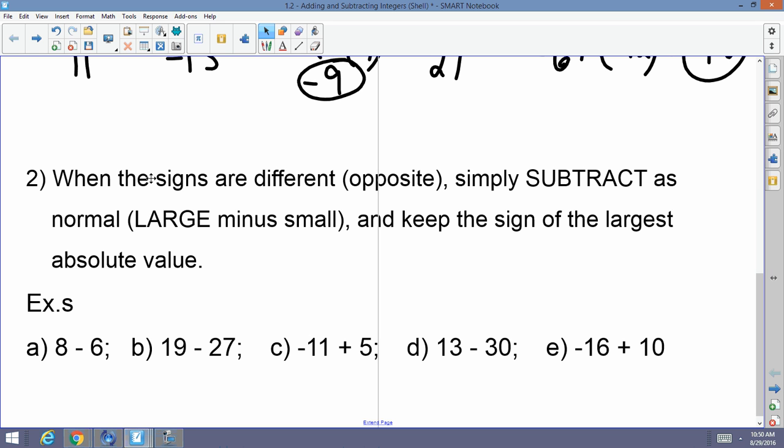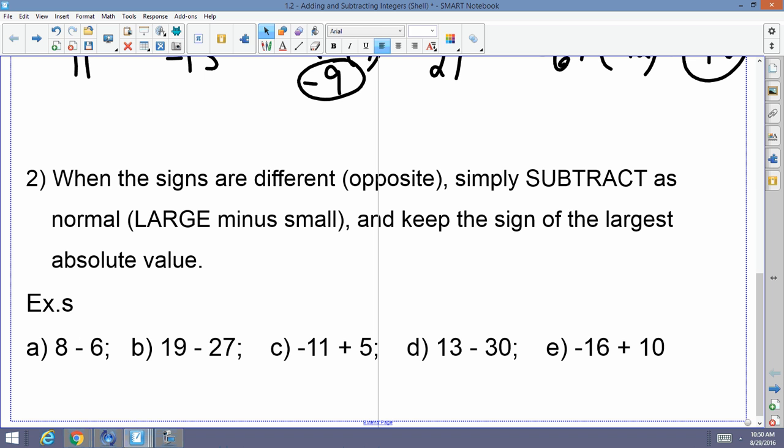You know what the absolute value is? It's the distance from 0. So whenever you see opposite signs, you're going to, again, subtract as normal, large number minus small number, and you're going to keep the sign of the largest absolute value. For example, I have 8 minus 6. The sign of the 8 is positive. The sign of the 6 is negative, okay?